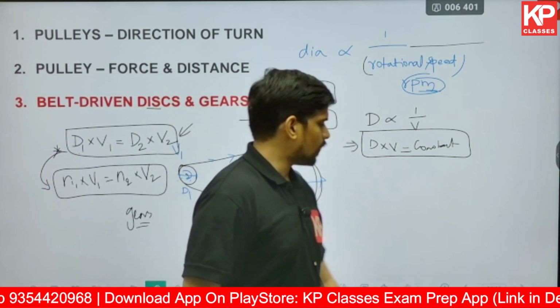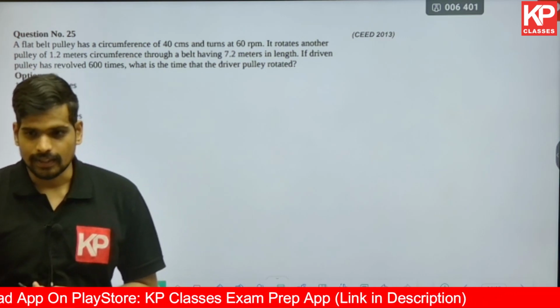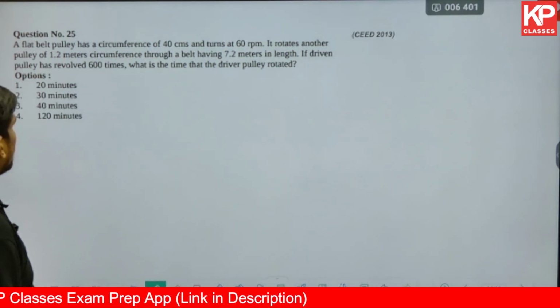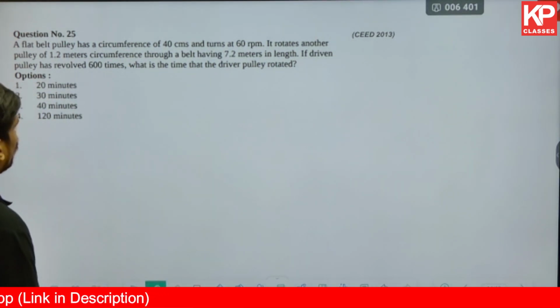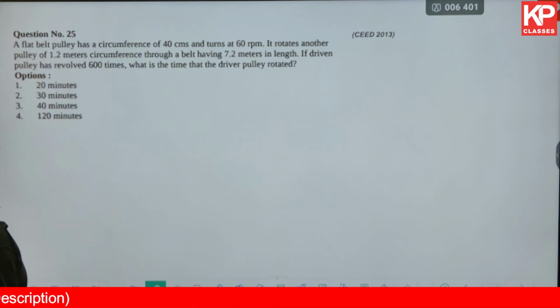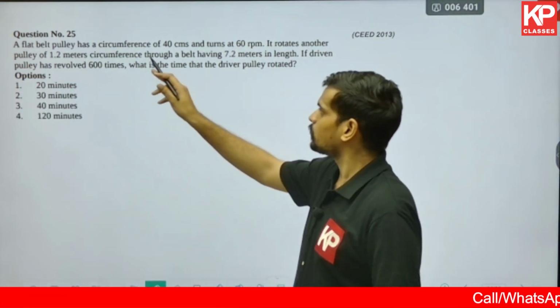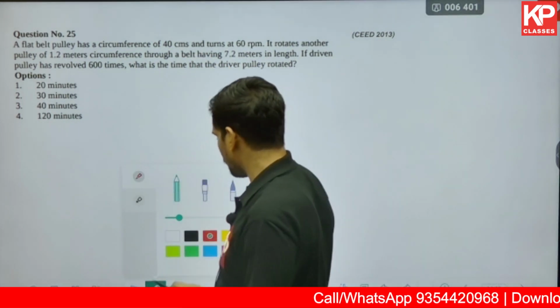The first question of this particular model, you can see, is a past CEED question from the year 2013 examination. A flat belt pulley has a circumference of 40 centimeters. Basically the pulley is being driven by a flat belt. Let me first read the question and list down the given information.